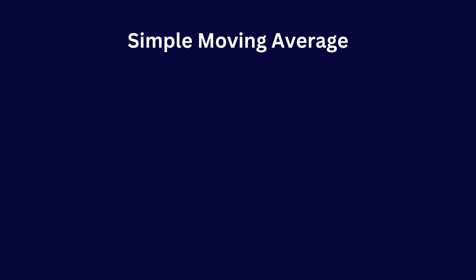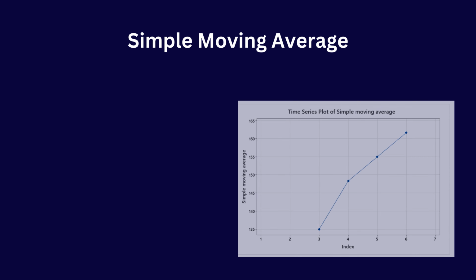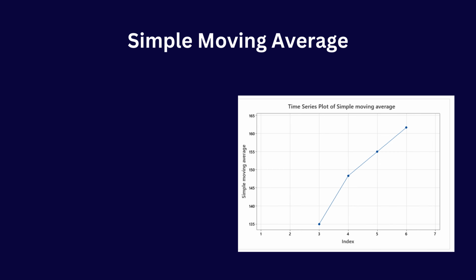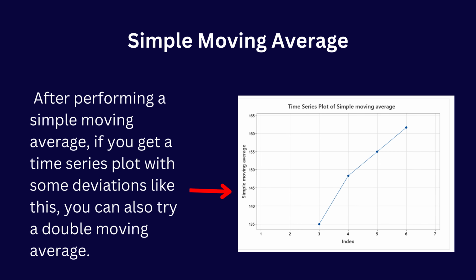You may be familiar with the simple moving average, where we average data points over a specific number of time periods. But sometimes a simple moving average isn't enough to smooth out more complex patterns. That's where the double moving average comes in.